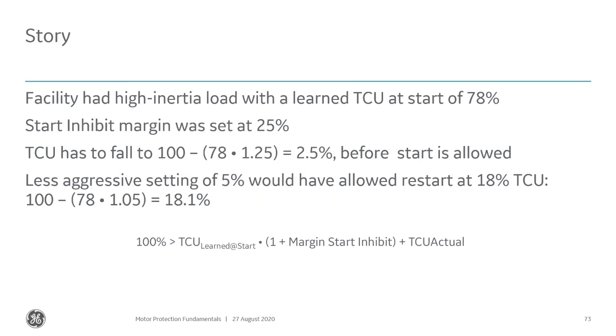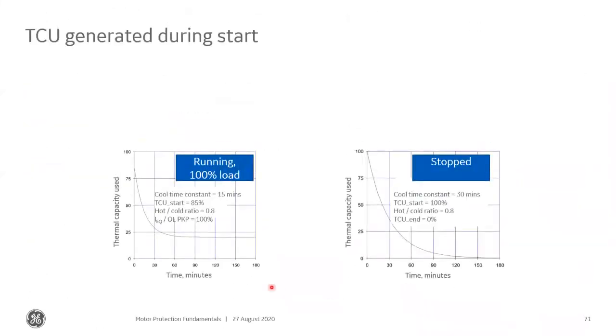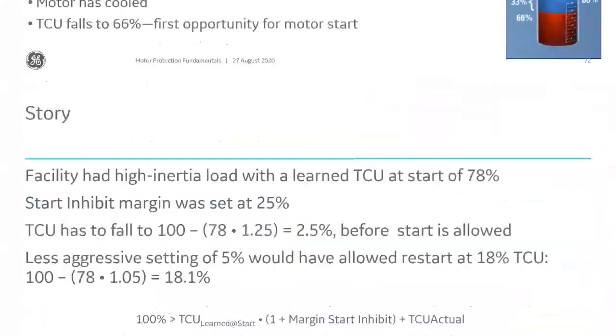A less aggressive set, and keep in mind this 25% is margin, right? So it's already at a safe value. If you use a less aggressive setting of 5%, this would allow it to restart at 18%, and be easier to hit. So the time between 18% and 2% is another hour added to that time. So that's a little rough.